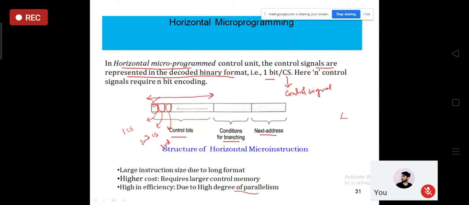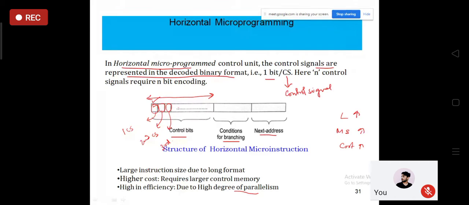If the length of the instruction or this format is increased, then the memory size is going to be increased. Then the cost will be increased. So these are intelligent points. If you understand the thing, you can write in the exam hall. No need to mug up. Understand the concept and you can just write it point wise.